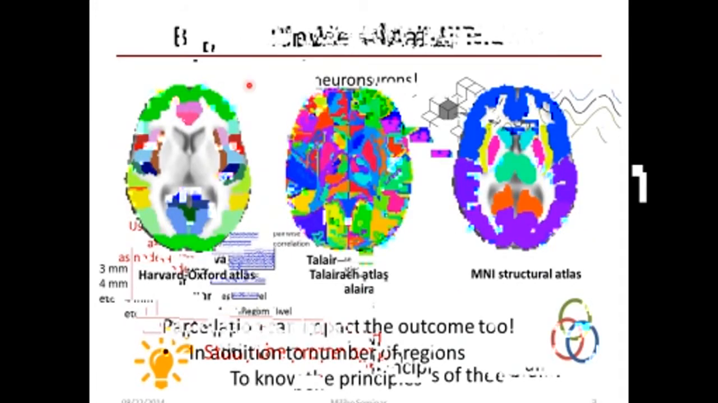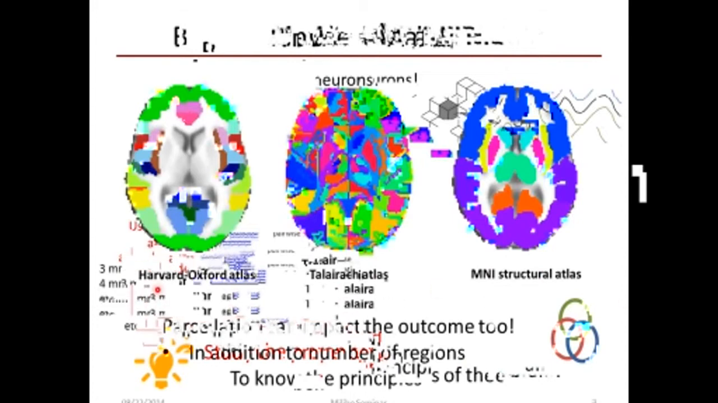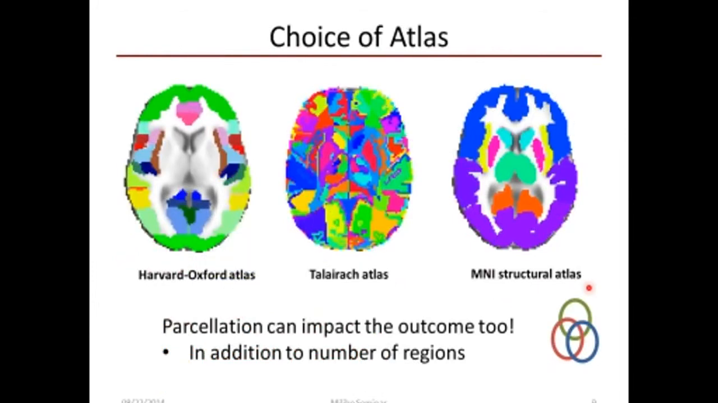And then there are choices often made in terms of the atlas that is used. In the previous slide, we saw the impact of the number of nodes. Here, these are different atlases that came out of different labs. So the left is the Harvard-Oxford Atlas, the middle one is the Talairach Atlas, and this one is the MNI, I think it's Montreal Neuroimaging Institute Atlas.